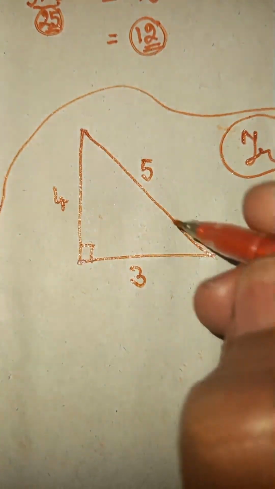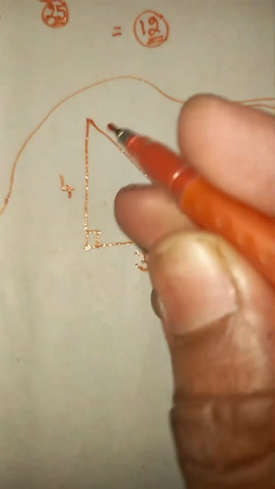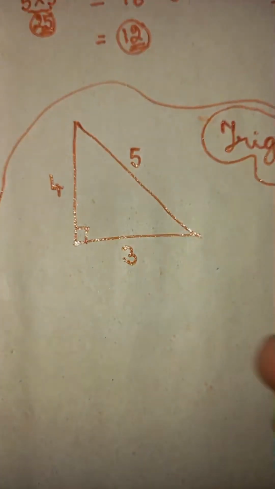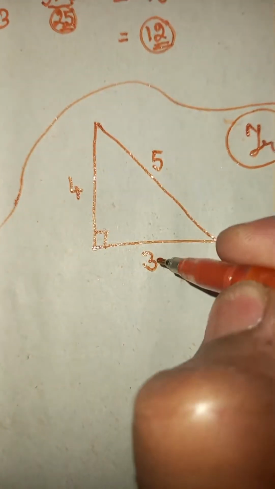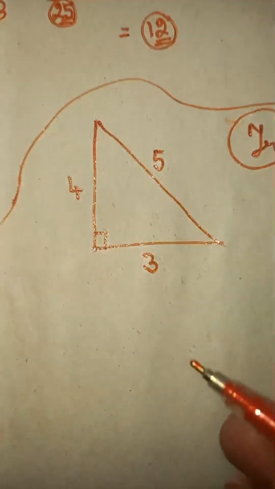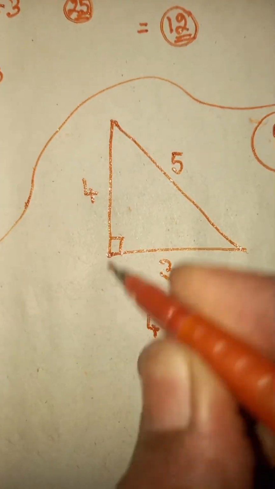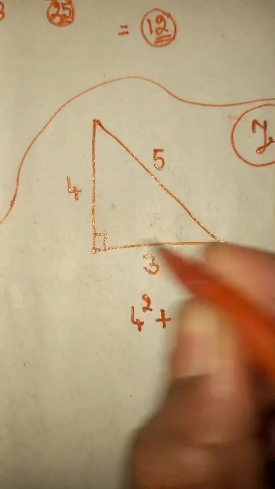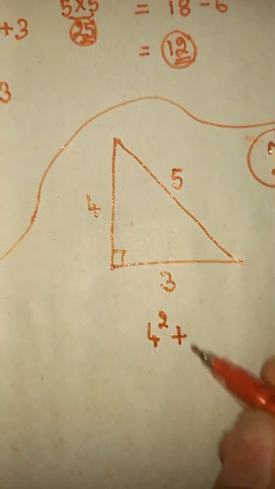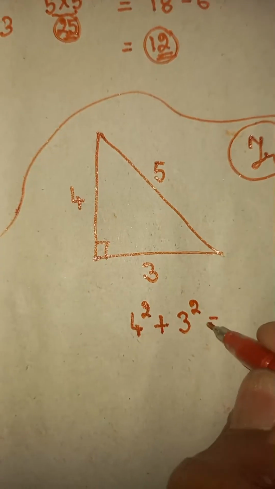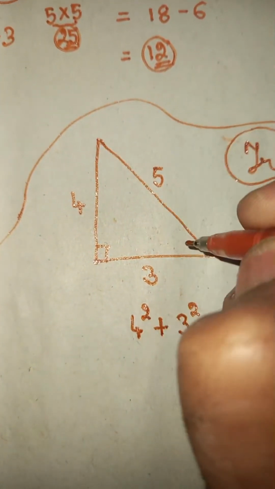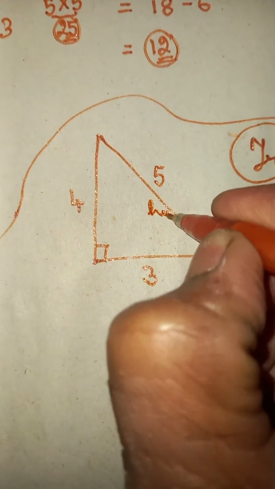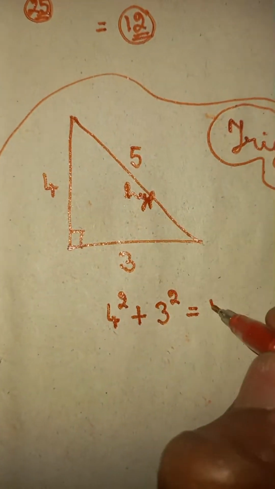Let's start with this right angle triangle. In a right angle triangle, the sum of the squares of these two sides is equal to the square of this side. That is, this side, which is 4 units, squared, and this side, which is 3 units, squared, is going to be equal to this side, the hypotenuse, squared, which is 5 squared.